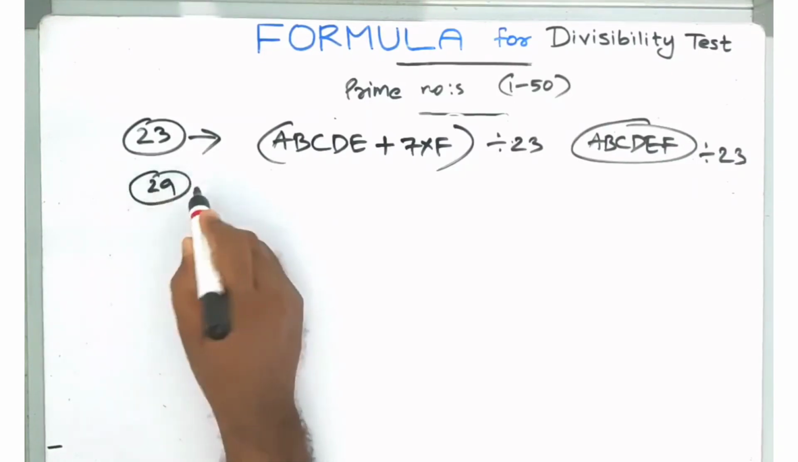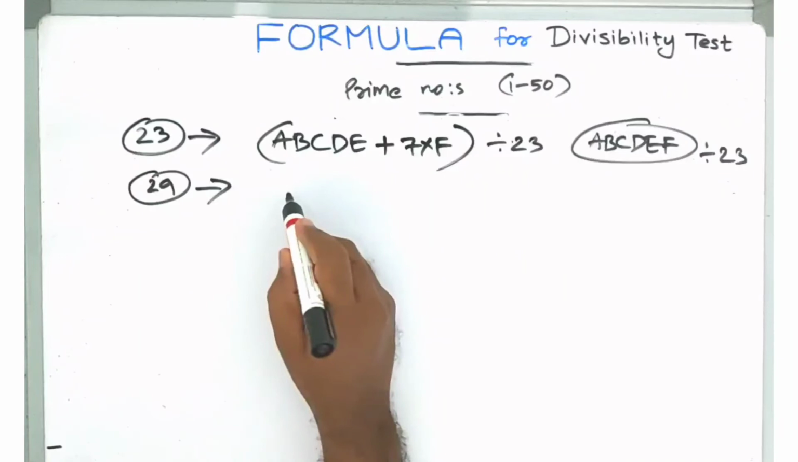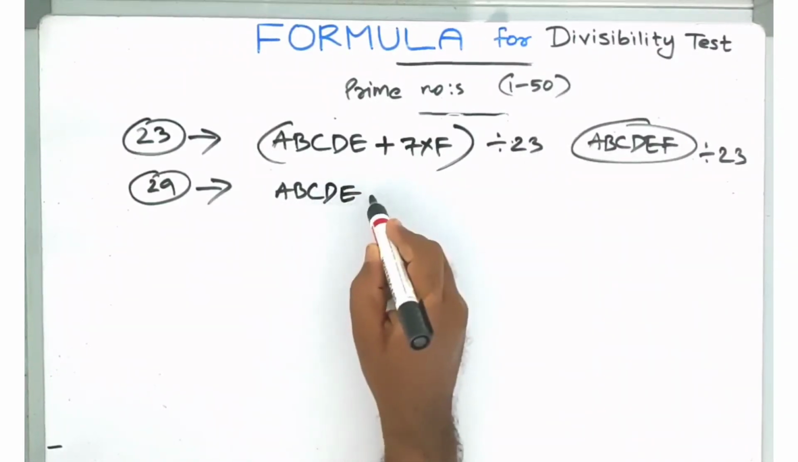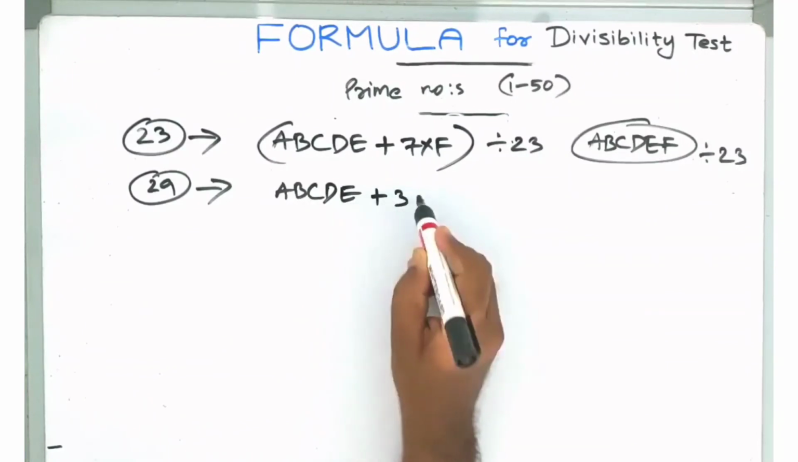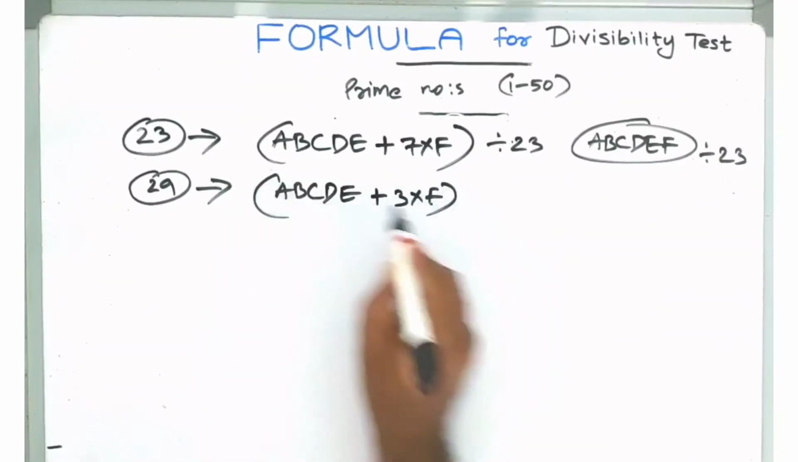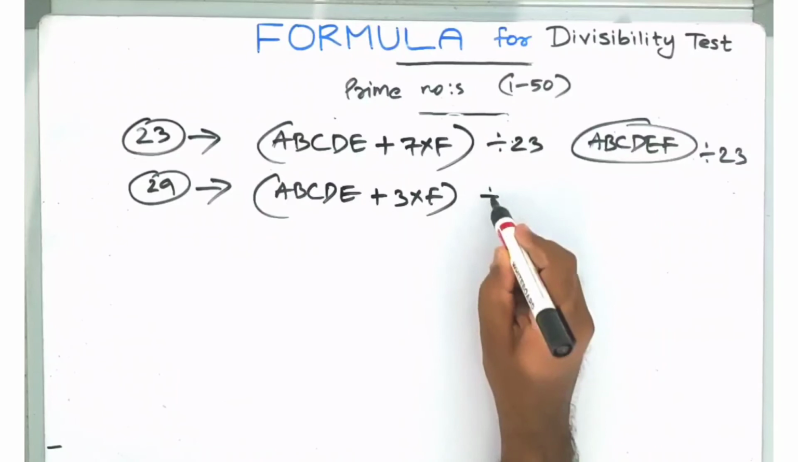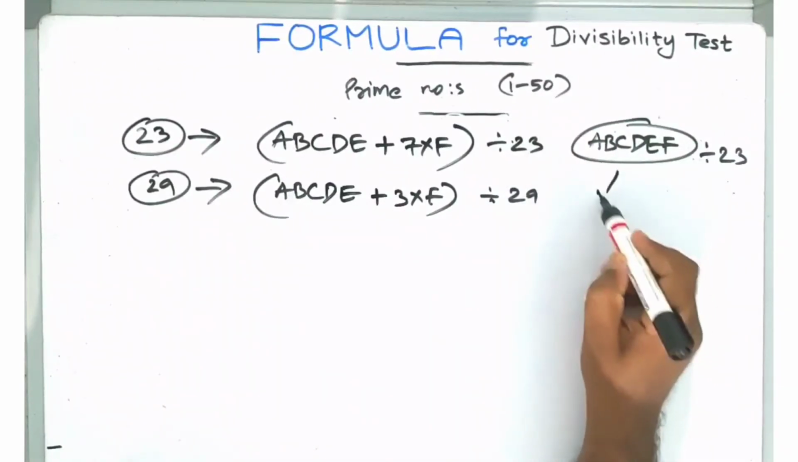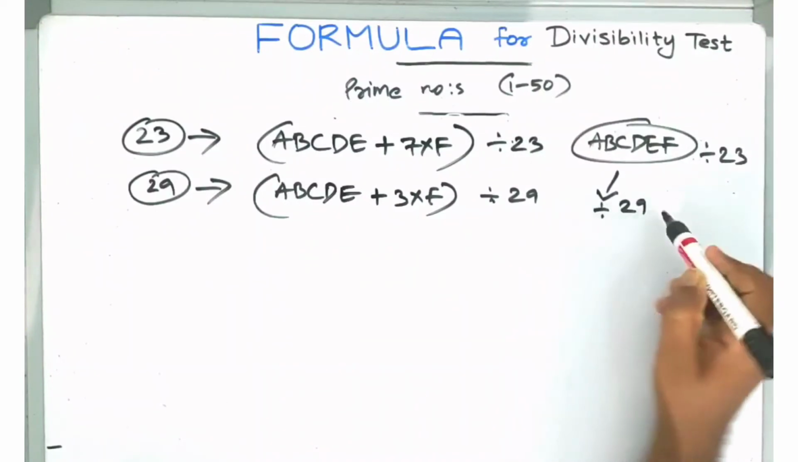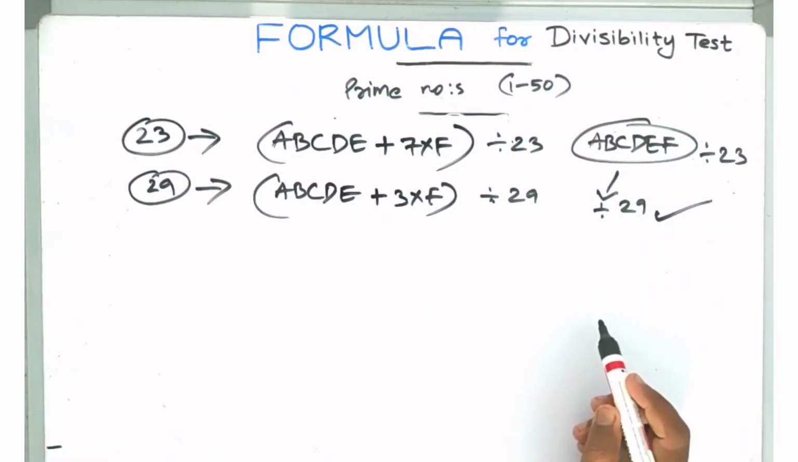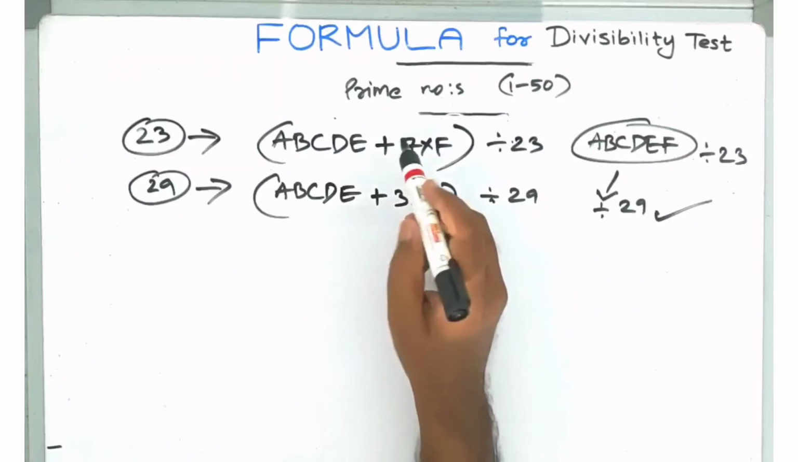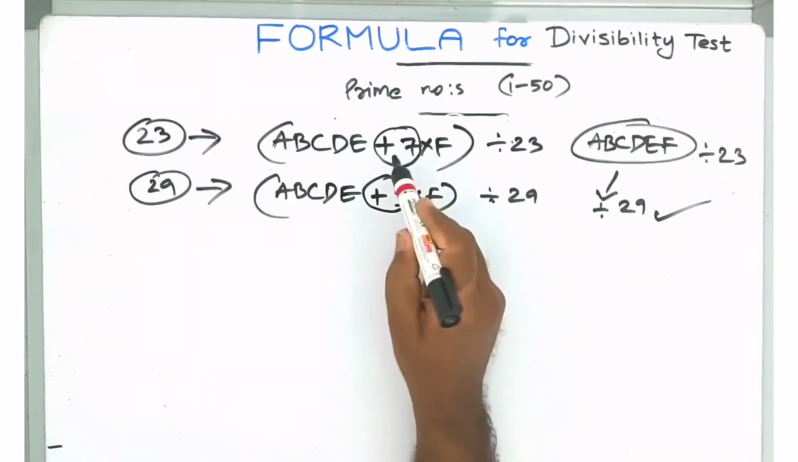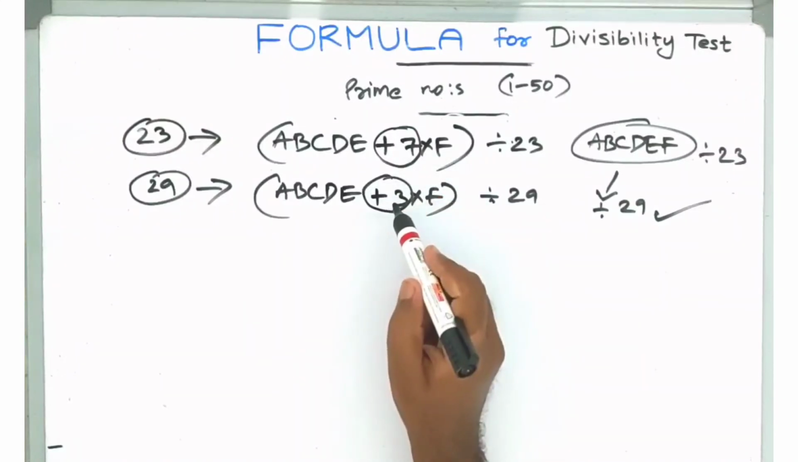In the case of 29, the next prime number is 29. A, B, C, D, E plus 3F is a number which is divisible by 29. Then this whole number will be divisible by 29. Like this, there is only a change in the number in this place. Maybe it is a positive number or a negative number.